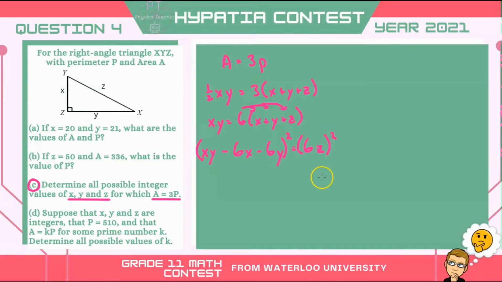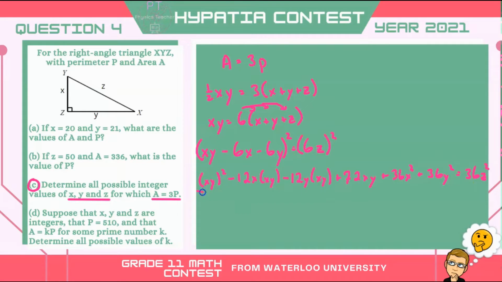And then I'm going to expand. So this is going to get a little messy here. So we have xy squared minus 12x times xy minus 12y times xy plus 72xy plus 36x squared. I told you it was going to get messy. Plus 36y squared. And that's all going to equal, here we have, 36z squared.